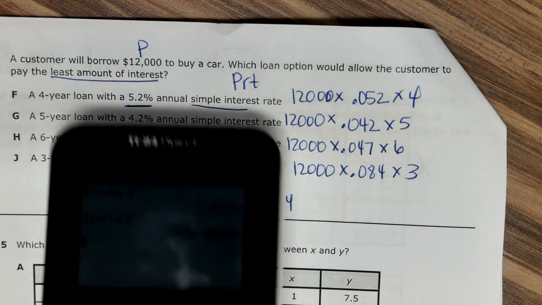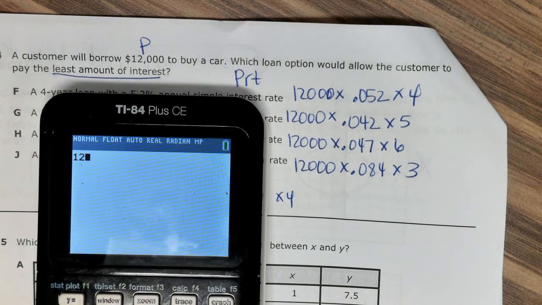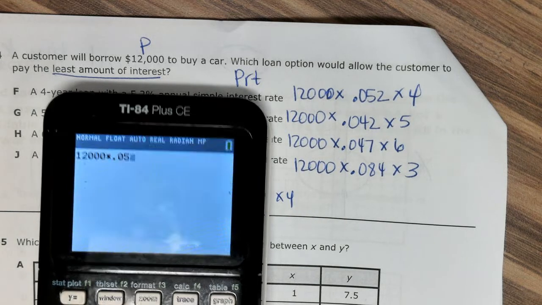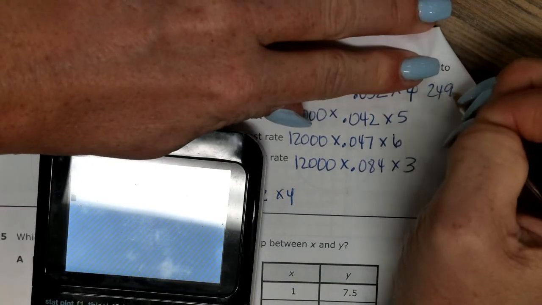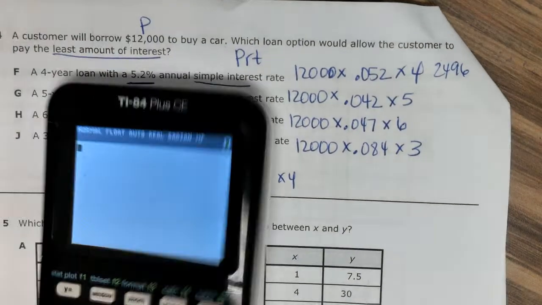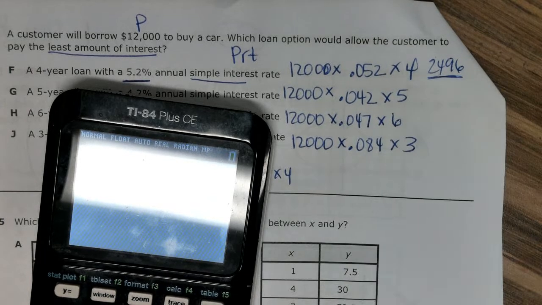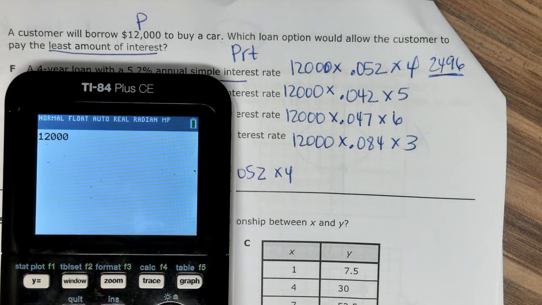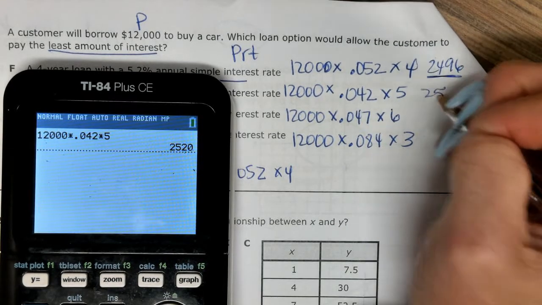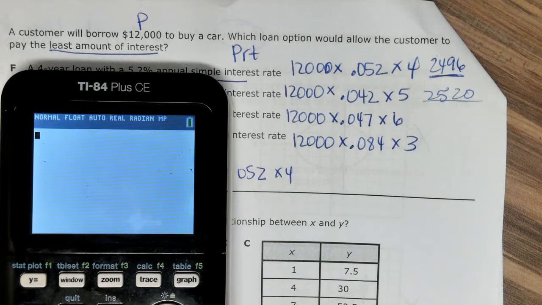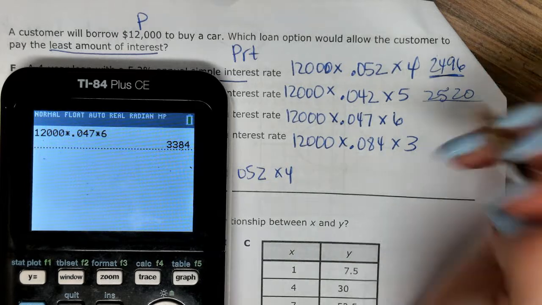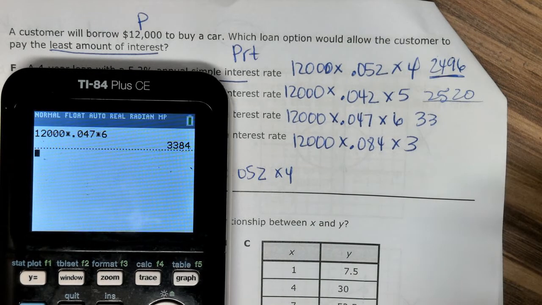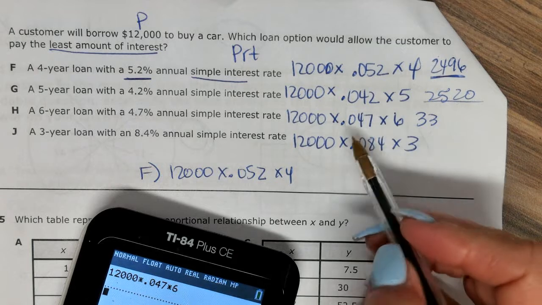Okay, so let's go do F. Here's my number, 2496. Now I'm going to do the next one. That's for F. Write it down. $25.20. No, I'm on C.